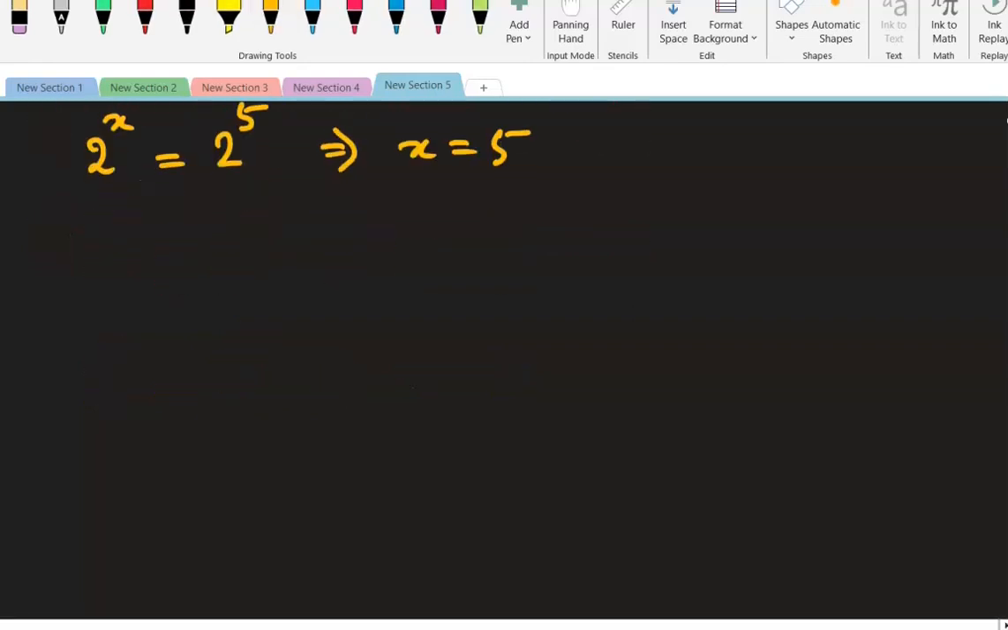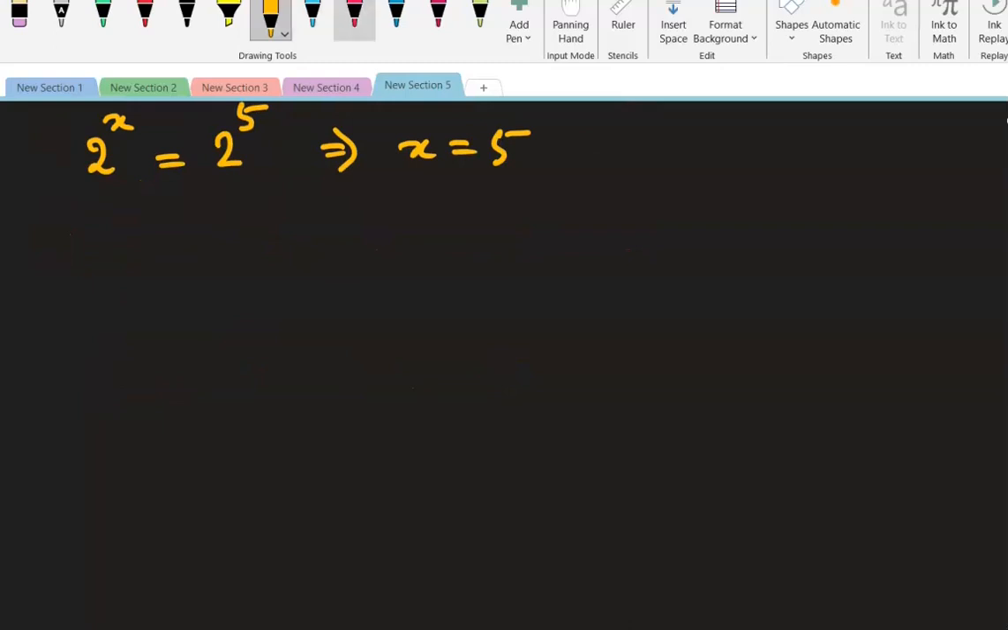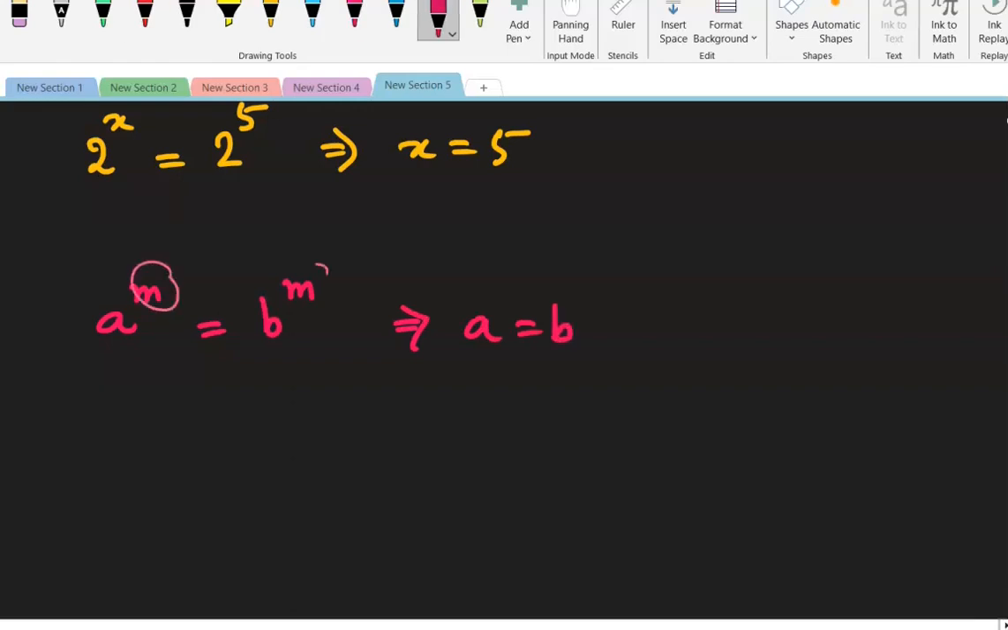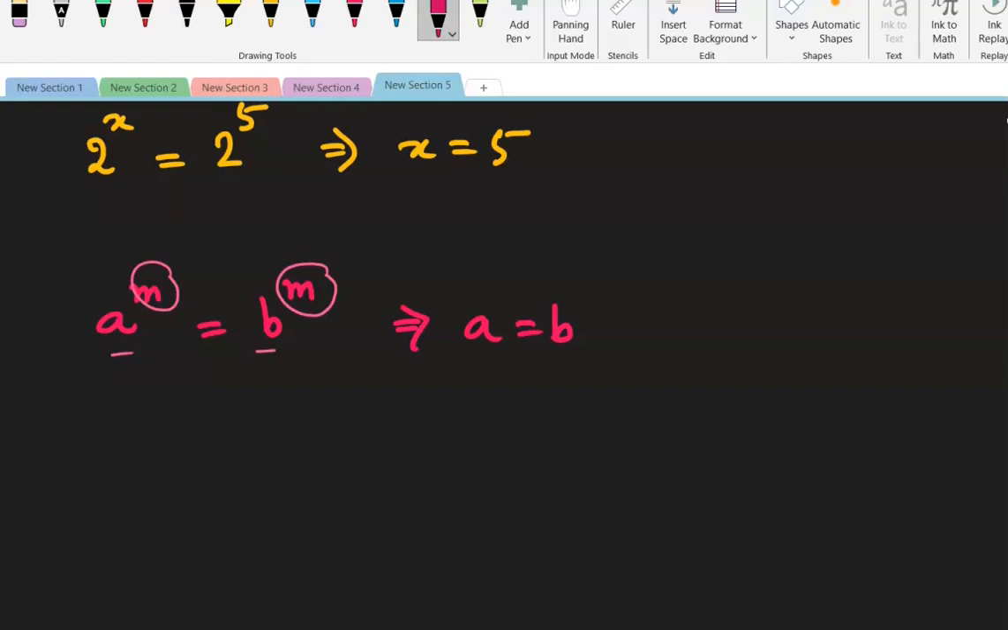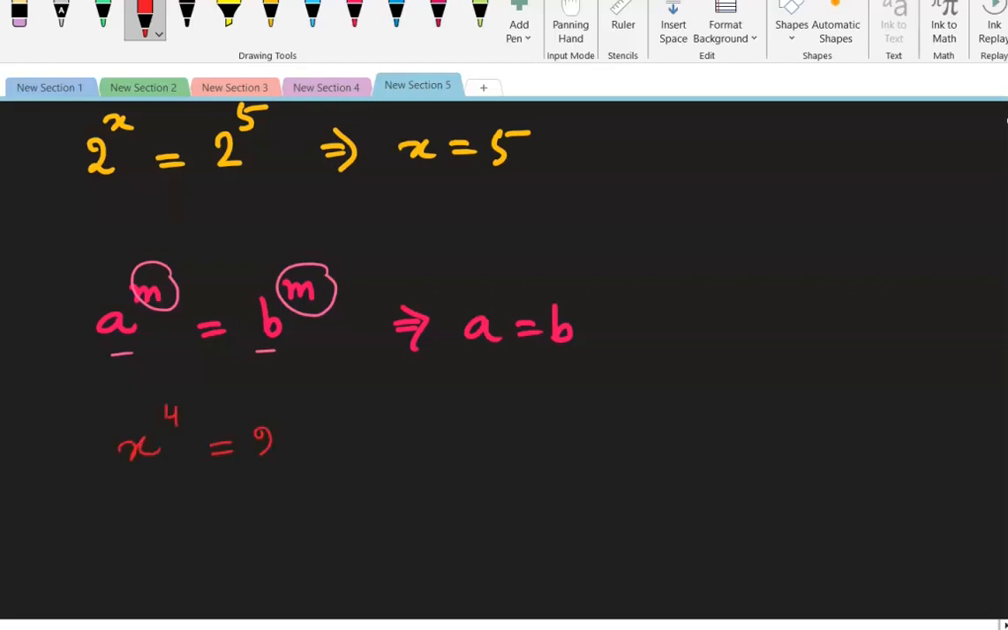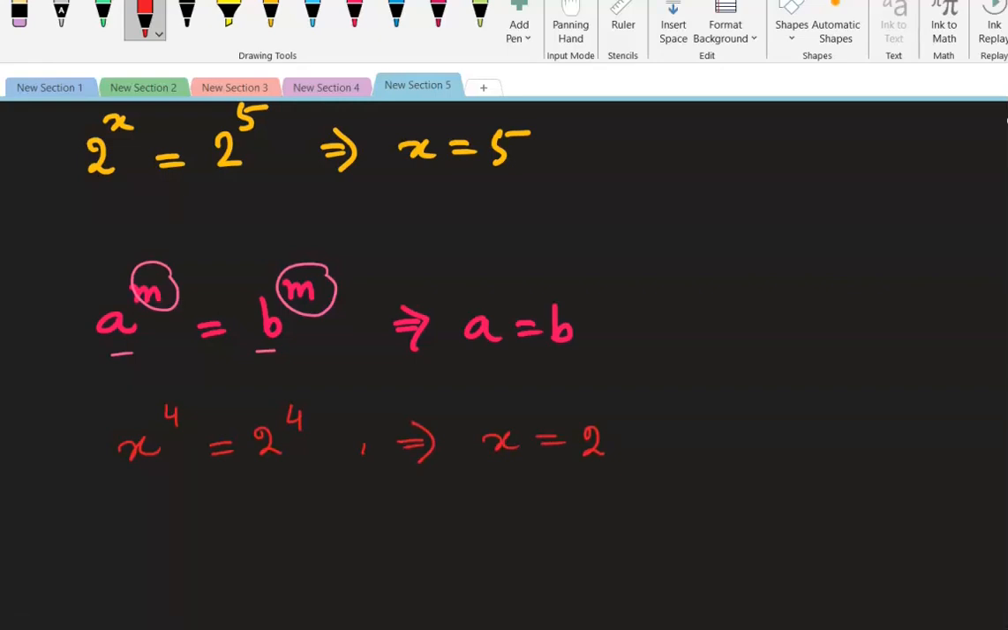Now another thing is a to the power m is equal to b to the power m. This will give us a is equal to b. When the indices are same, then the base will also be same. An example is, if we have x to the power 4 is equal to 2 to the power 4, then we can tell x is equal to 2. So these are all the laws of indices.